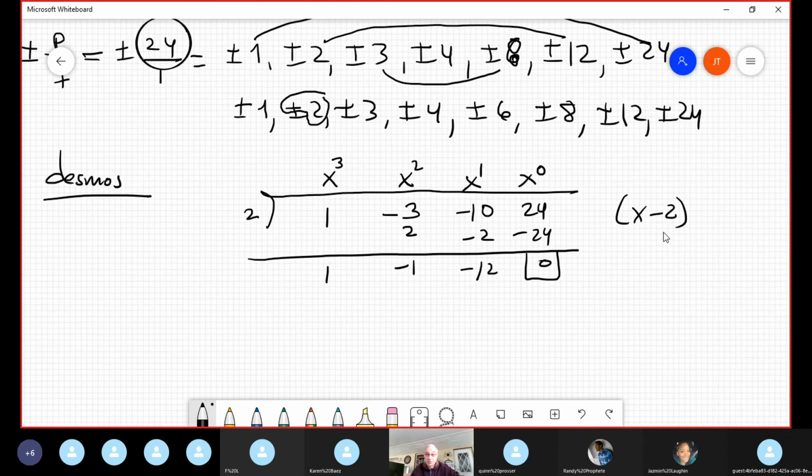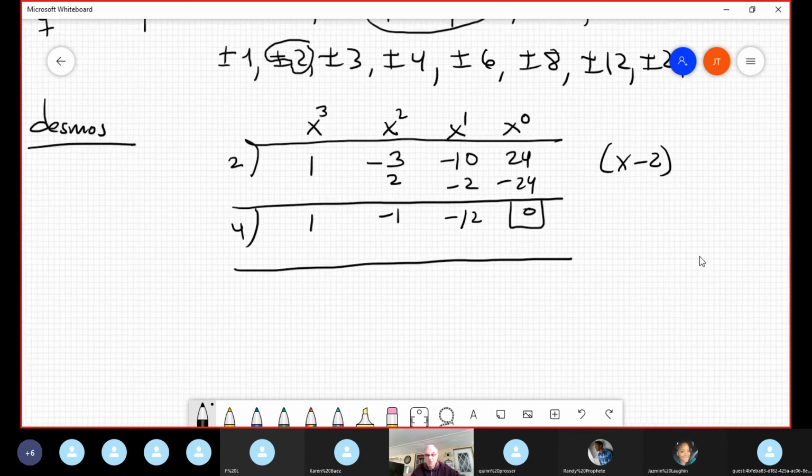X minus. Remember, it is the opposite sign of this. Another one, I suppose the value is positive 4, no? Positive 4. Positive 4 and negative 3. But it doesn't matter what they select. I bring down 1. This is 4. This is 3. This is 12. Wow. 0 again. The factor x minus 4.